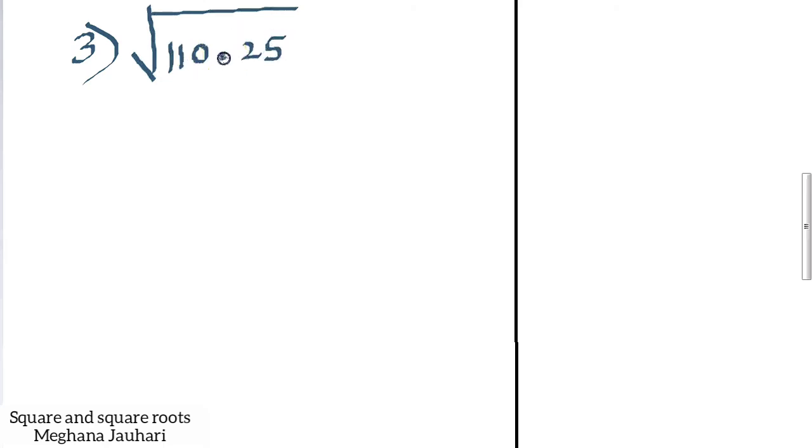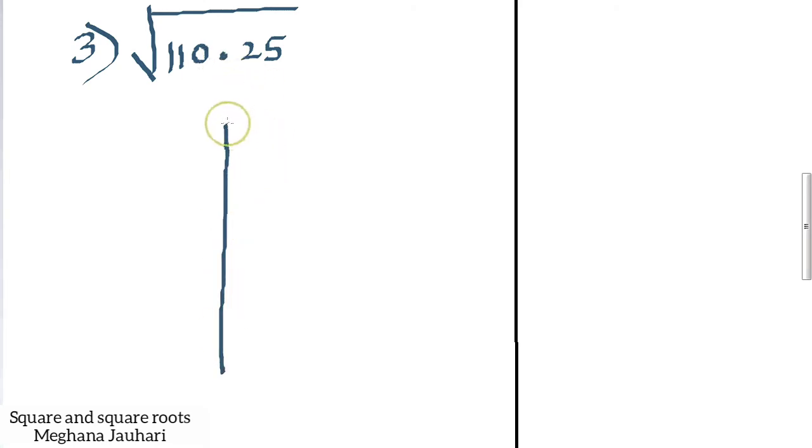We have checked how to find a square root if we are having even digits. So now let's check what we will do if we get an odd number of digits. So let's take one more example to clear this concept. We are going to find the square root of 110.25. If we count it, we have 5 digits.